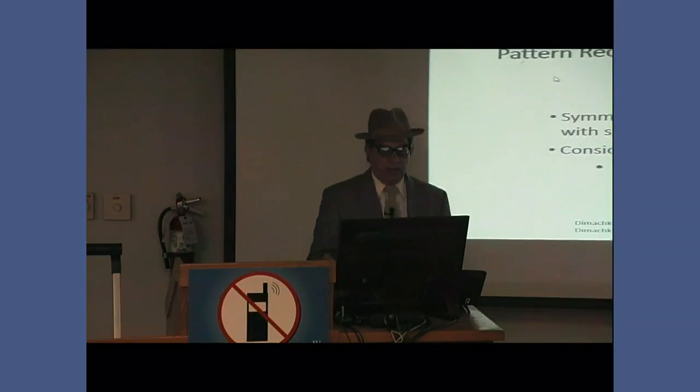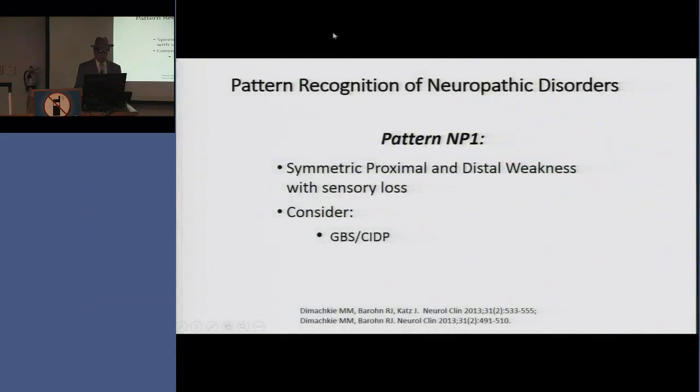Pattern 1, NP1, is symmetric proximal and distal weakness with sensory loss. This is the pattern for classic acquired demyelinating neuropathies, and the diagnosis in this case will either be Guillain-Barré or CIDP, depending on the temporal evolution of the case.